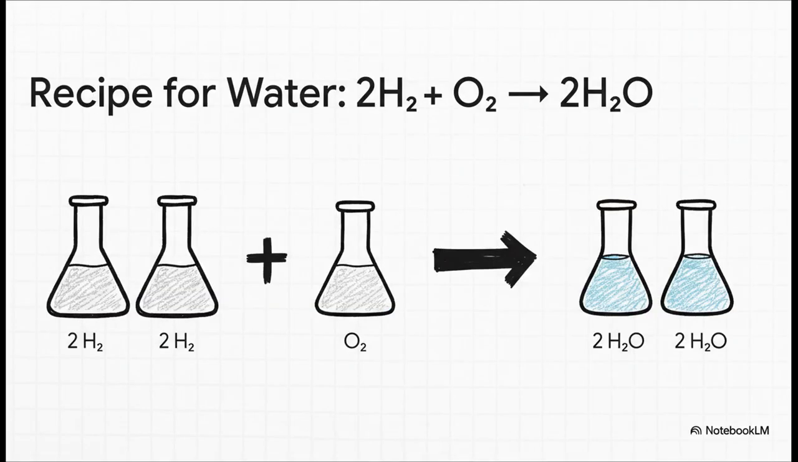Let's look at the classic recipe for making water. See those big numbers out front? Those are called coefficients, and they give us the ratio. This recipe is telling us we need 2 parts hydrogen gas to react with 1 part oxygen gas, and that will produce 2 parts water. Now, here's the crucial part. Those parts are really moles. So 2 moles of H2 react with 1 mole of O2 to make 2 moles of H2O. That is the mole ratio, and it's everything.